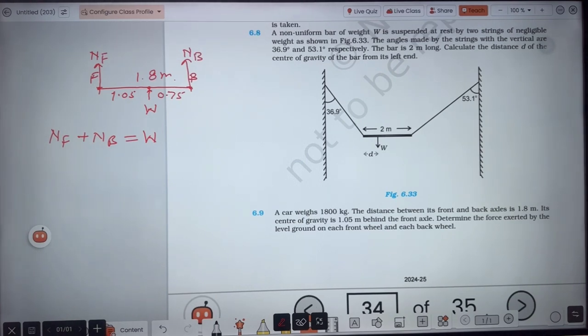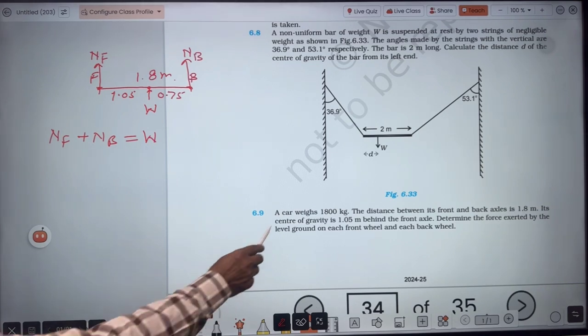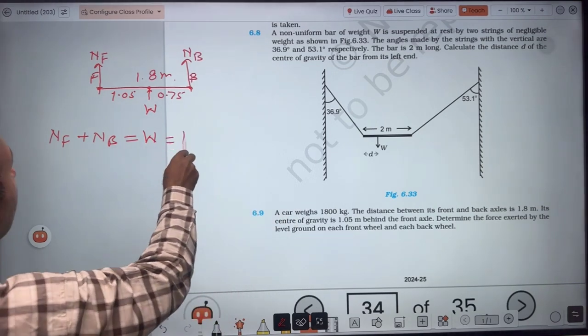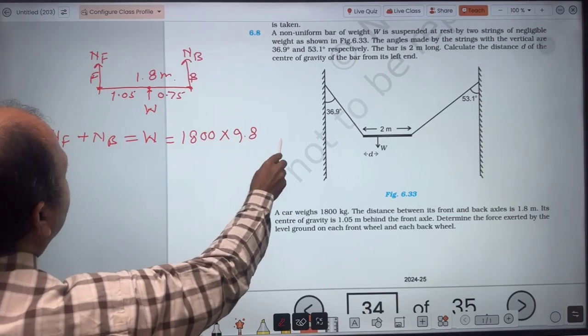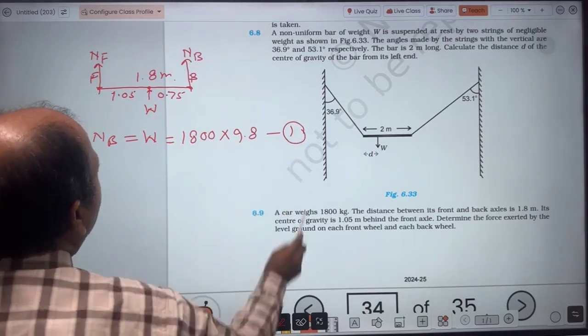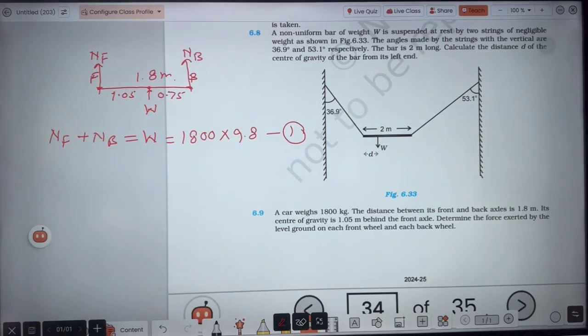In our question, weight is given. So here 1800 multiplied by 9.8 Newton. So this is, say, equation number 1.